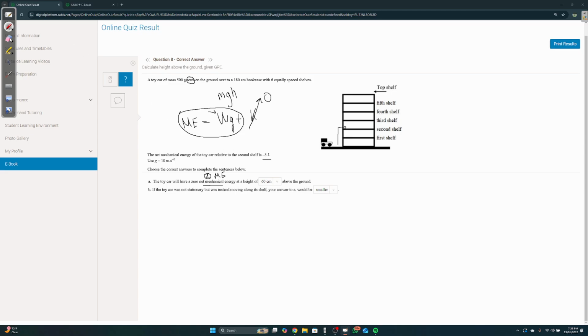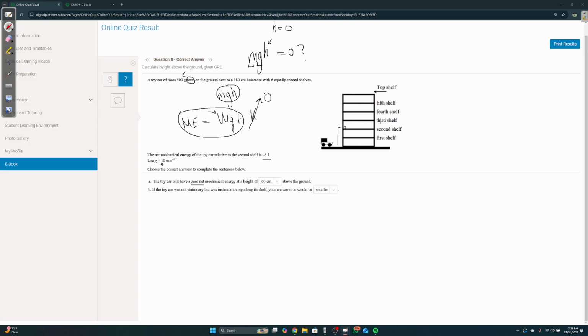Right? Okay, when is it gonna be 0? So when is mgh gonna be 0? Let's examine this. This is logic. When is mgh equal to 0? Can m equal 0? Never, right? It's 500. Can g equal 0? Never. We know it's not. So h has to be equal to 0.